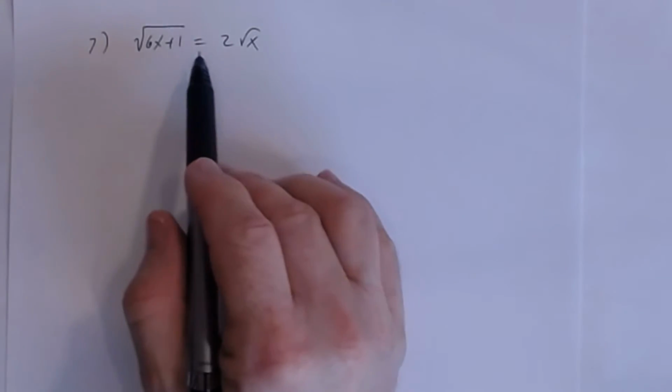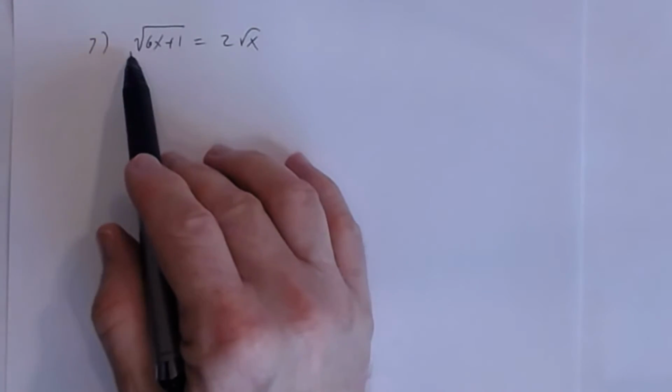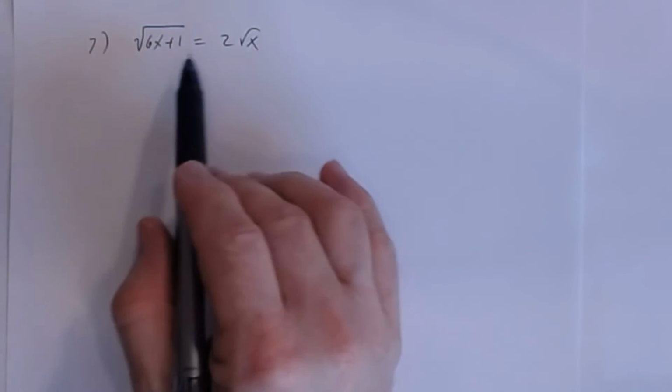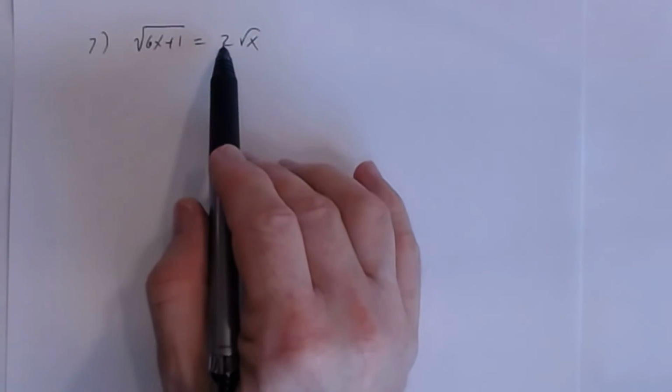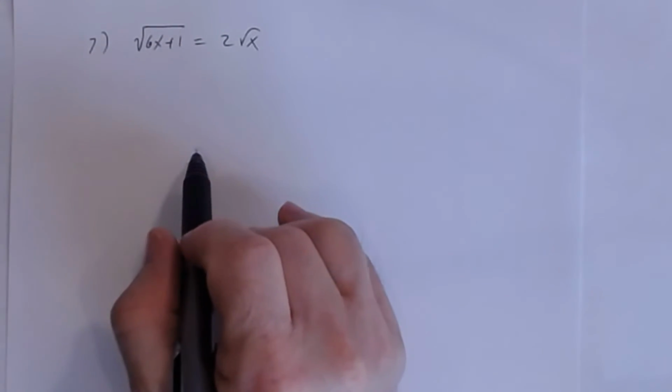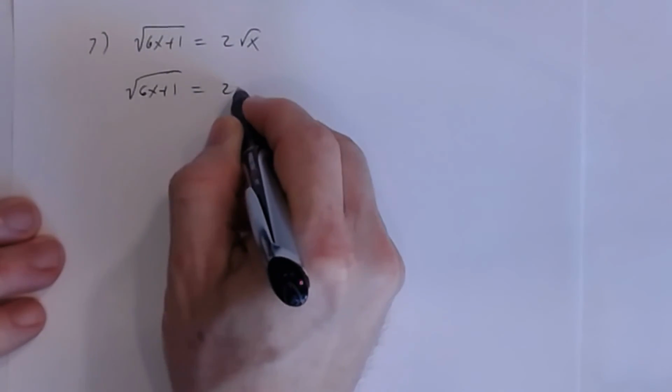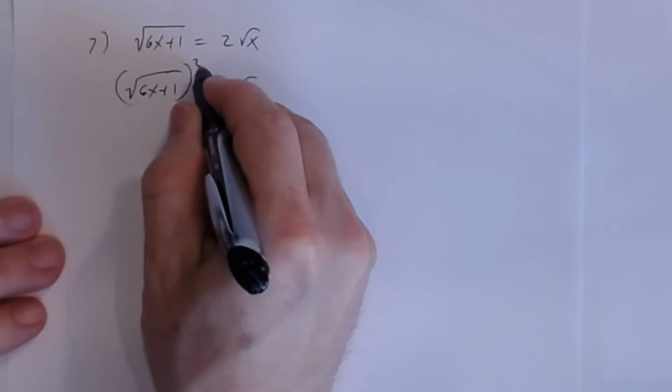Again, notice in both cases the radical is by itself, at least in this case. On the left side, the radical is by itself, right? On the other side it is too, it's just that you have a coefficient next to it. So just as always, let's go ahead and square both sides. Let's see what we get.